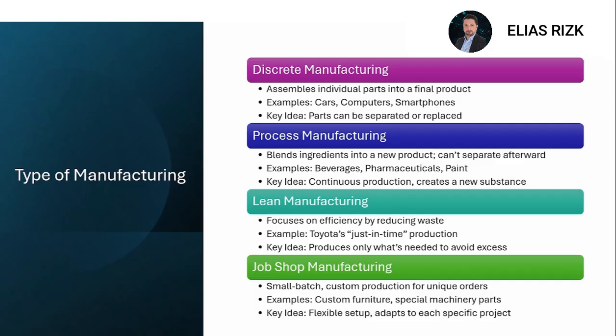In discrete manufacturing, even after manufacturing one product, we can separate its components again. So that is the main difference between discrete manufacturing and process manufacturing. Process manufacturing is used for things like chemicals, beverages, and pharmaceuticals. The pharmaceutical industry majorly uses process manufacturing. So these are examples of process manufacturing.